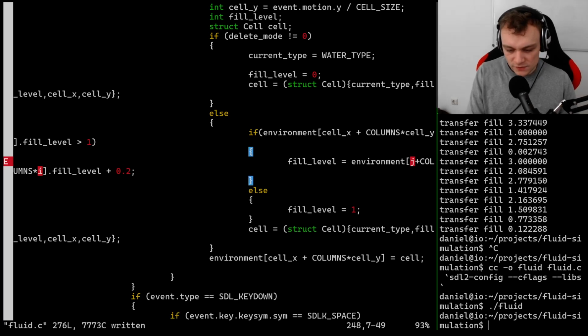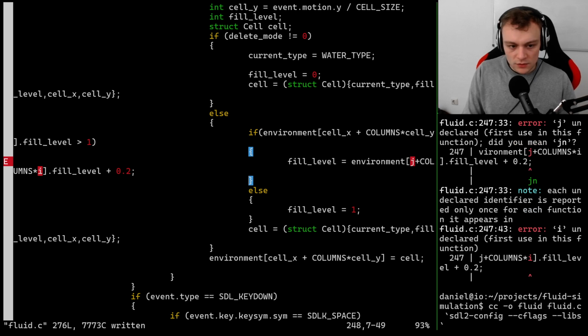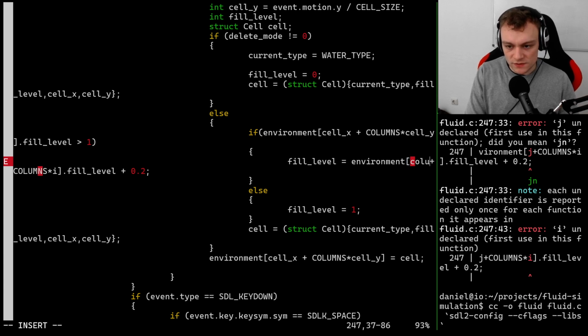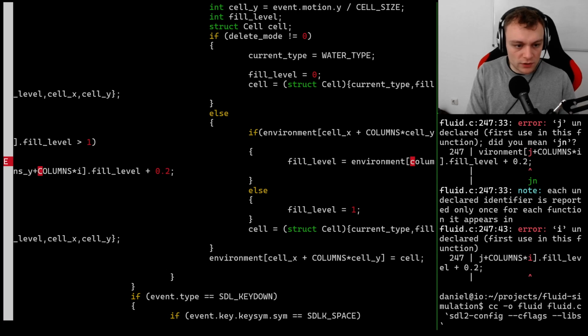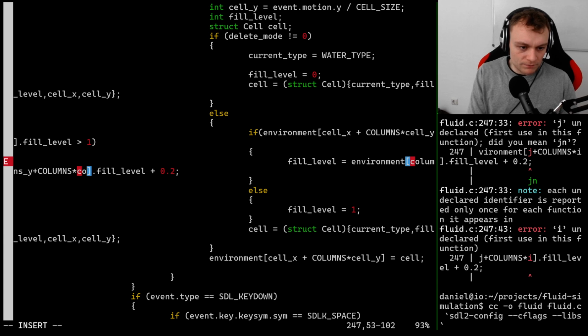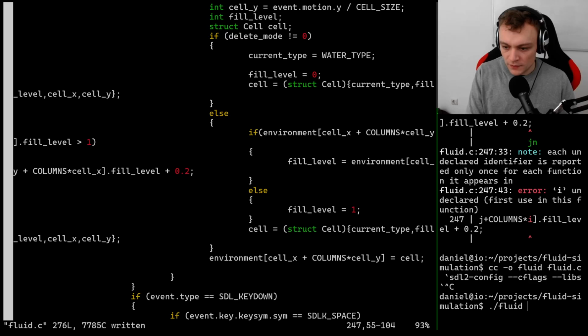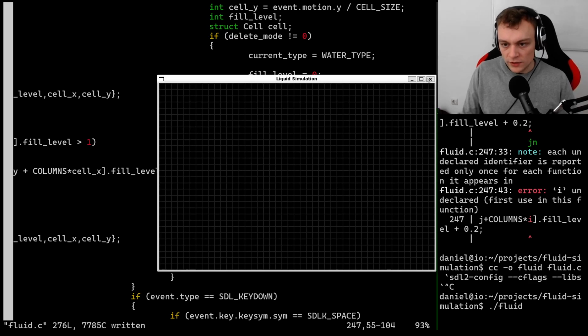Let's see. I expect this to be working. There's a syntax bug somewhere. Why? J is undeclared. Yeah, because I use different indices here. So columns.y, columns underscore y, columns, not columns, cell y plus columns multiplied by cell x. Oh, and I forgot compiling.